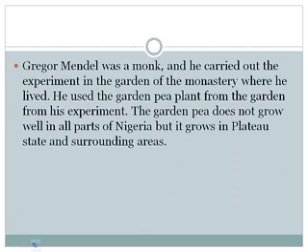Gregor Mendel was a monk, and he carried out the experiment in the garden of the monastery where he lived. Now, this is the scientist. Gregor Mendel was a monk, so he was the one who carried out this particular genetic experiment. He used the garden pea plant from the garden for his experiments.